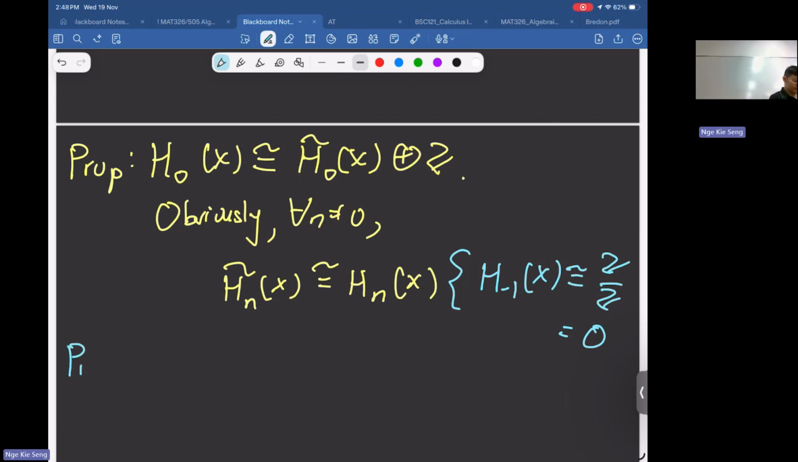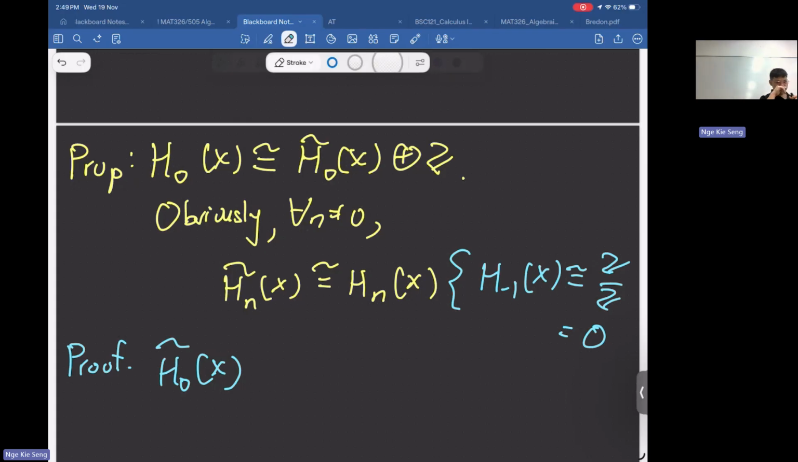Wait, so what are you trying to do? You want to prove now? Try and show. So what is h to the x here? In the case just now, obviously, if this proposition is true, then it should be trivial. But now we want to prove this true for all x, right? In the previous case, obviously, if this is true, then it implies that the reduced homology is zero, right?